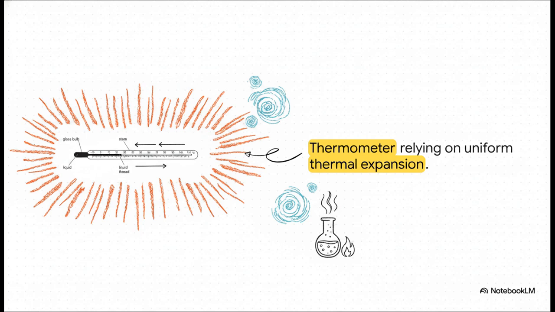As the liquid inside the glass bulb, usually dyed alcohol these days, gets hotter, it expands. Its volume increases. And since it is completely trapped inside that glass bulb, it has absolutely nowhere to go but up that incredibly tiny, narrow stem, pushing the thread of liquid further along the scale.